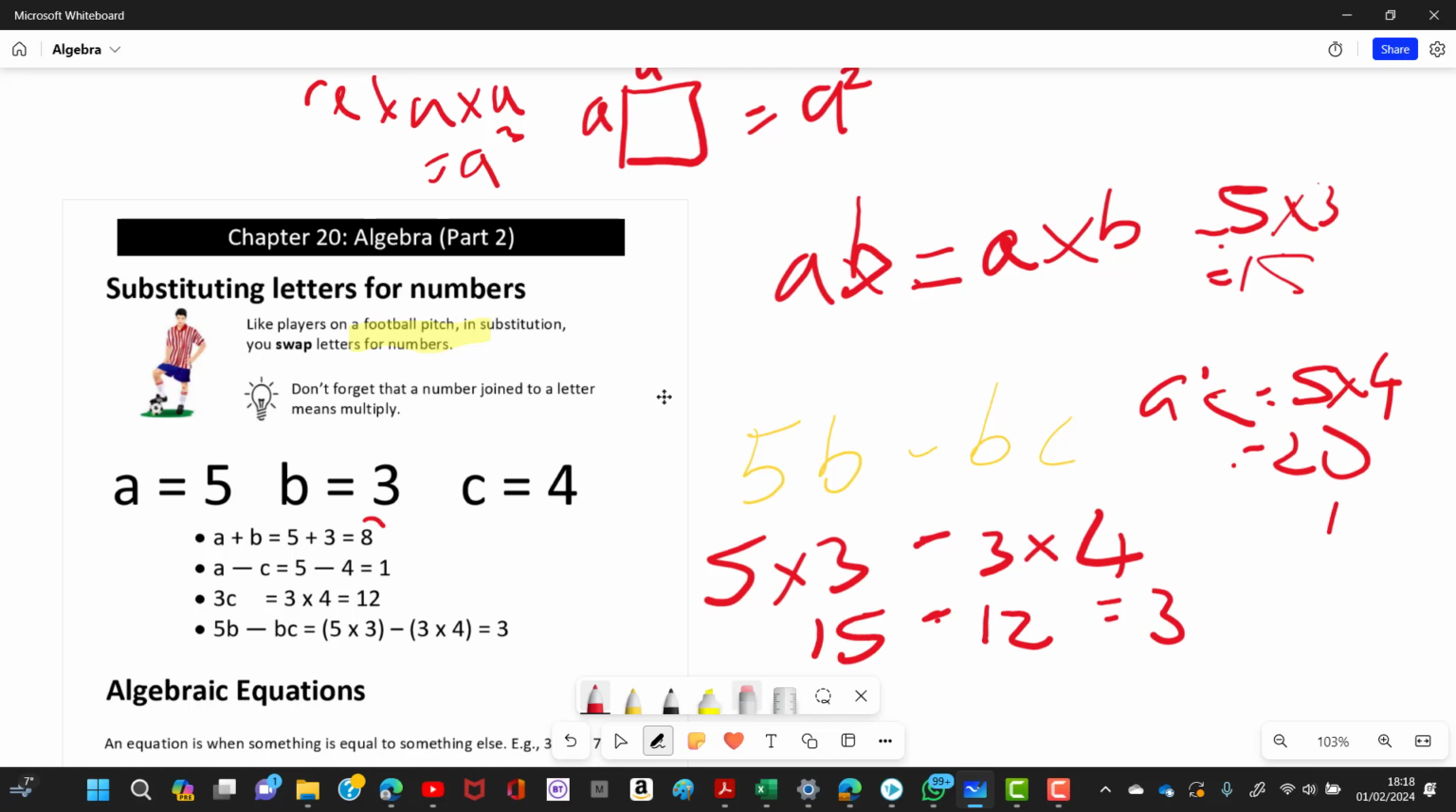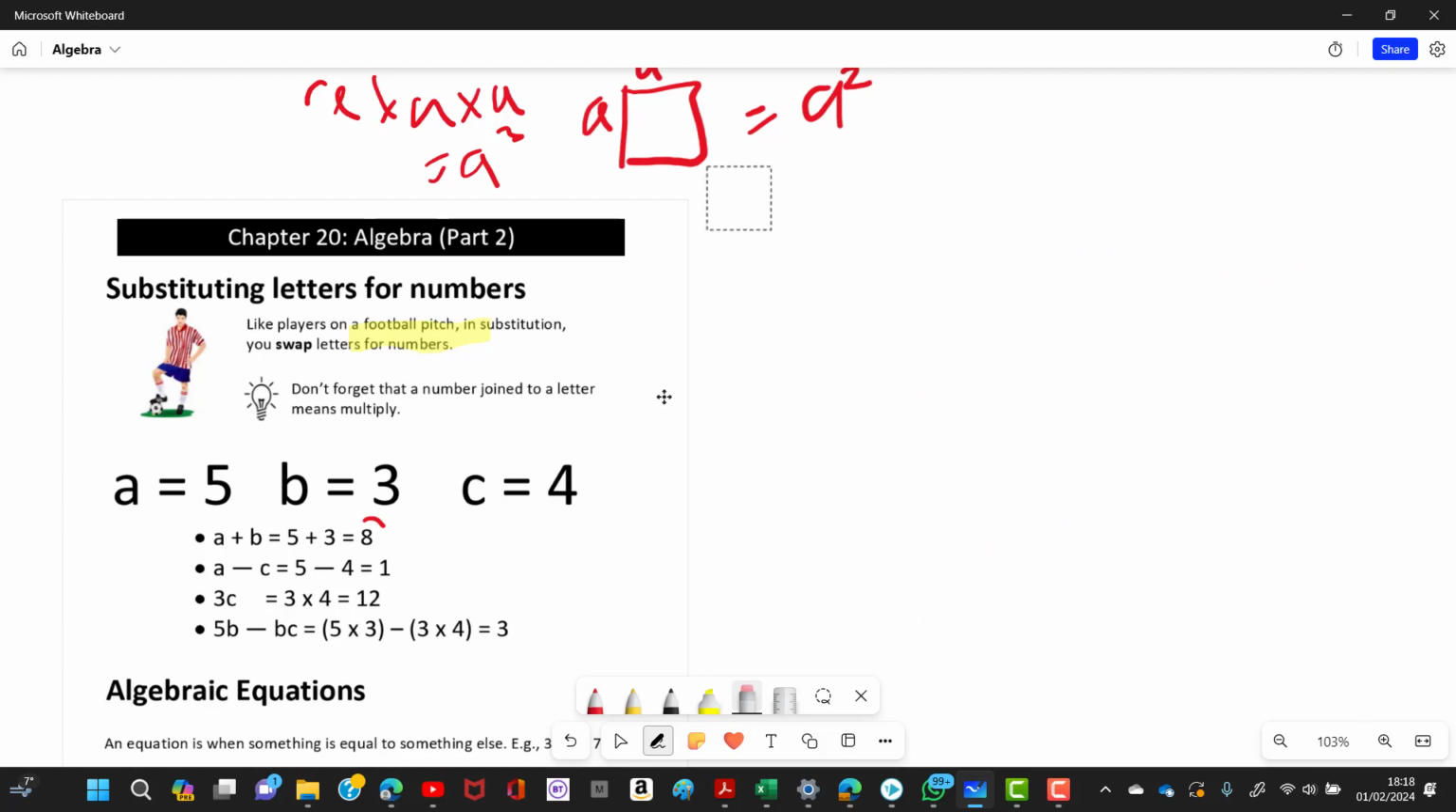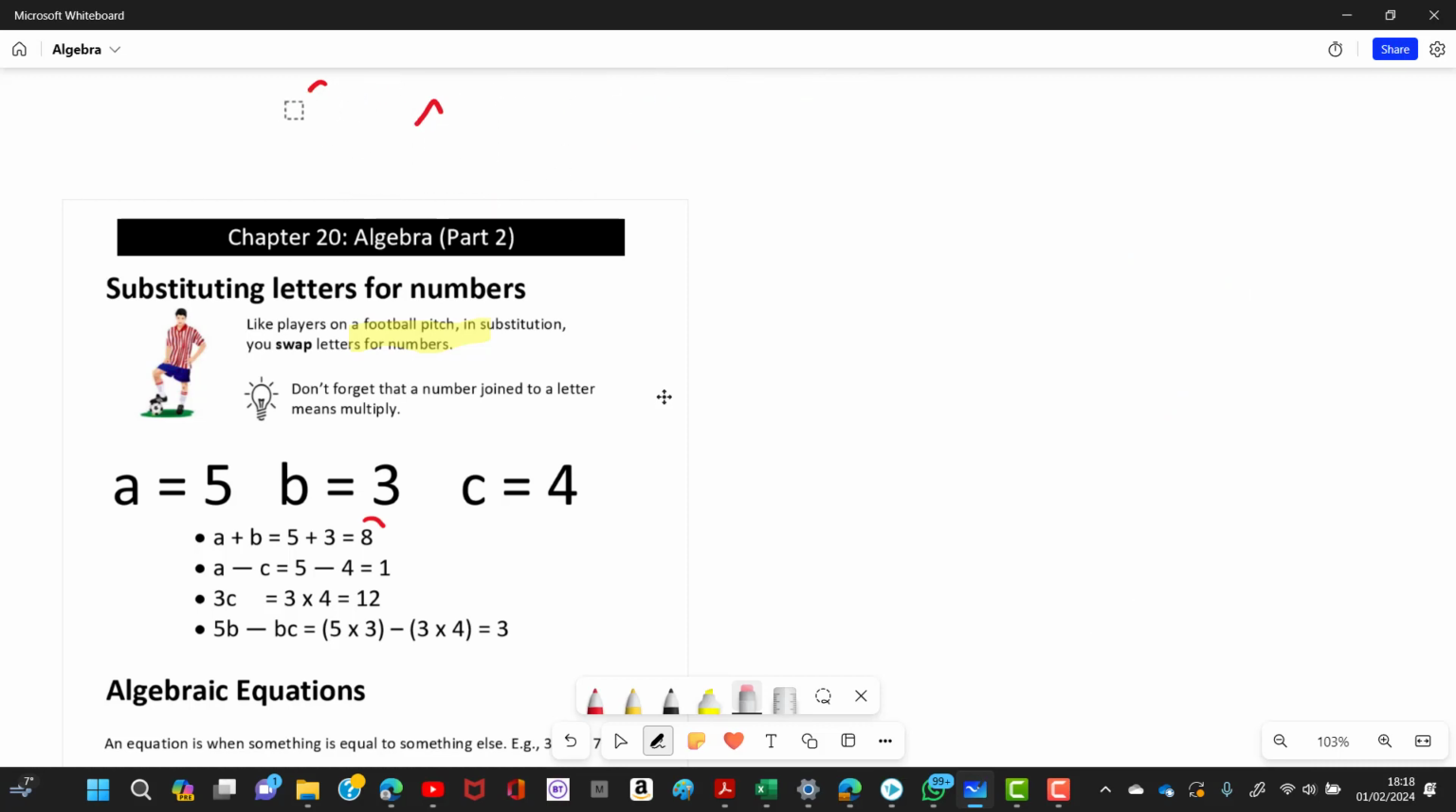Okay, so that's substitution. So we've done adding letters, subtracting letters, and multiplying letters, and substitution. So those are the basics. So you must know how to do those 4 operations, and then we can go to more advanced stuff. Okay, we'll leave it there and see you in the next video.